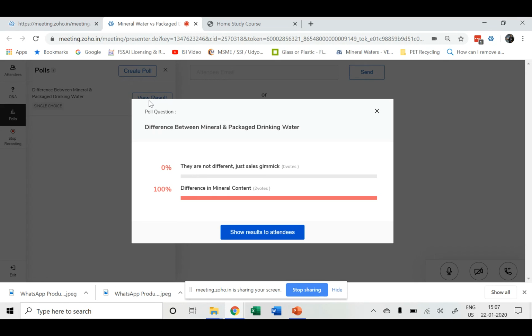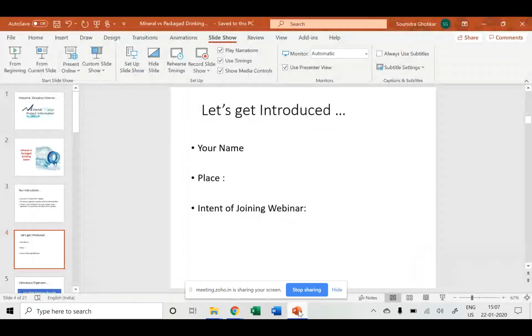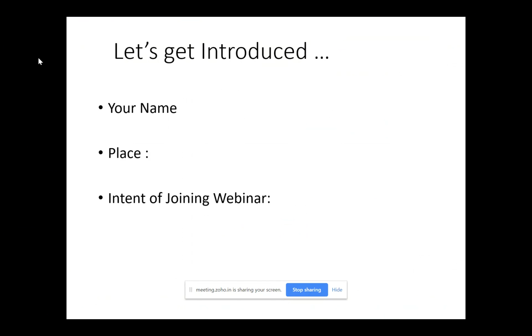One vote has come. Fast, fast. Two votes have come. Yes. Anything more? Sivasankaran, would you like to input your vote? Four votes. Fantastic. Let's see the results. All four votes have gone to difference in the mineral content. And let me congratulate you that yes, there is a difference in the mineral content, but this is not the full answer. And for that purpose only we are here today.